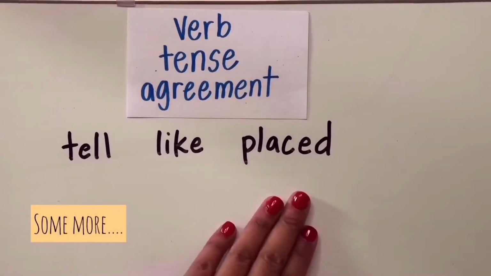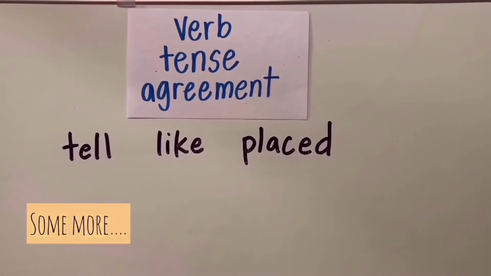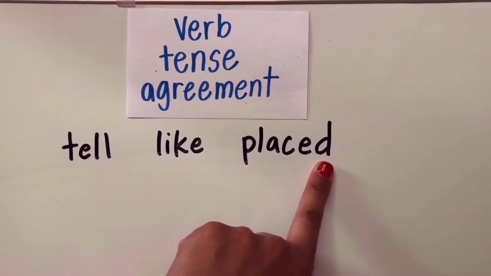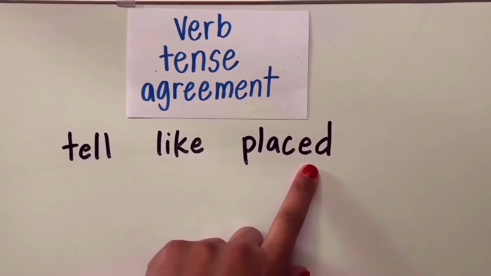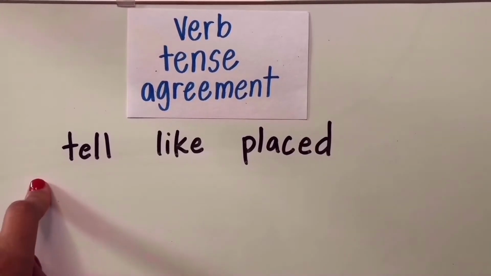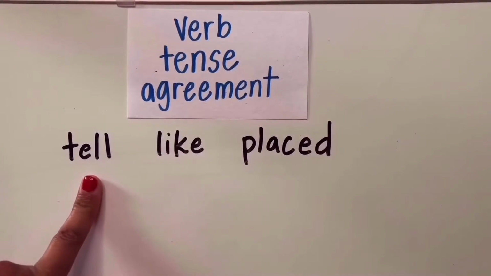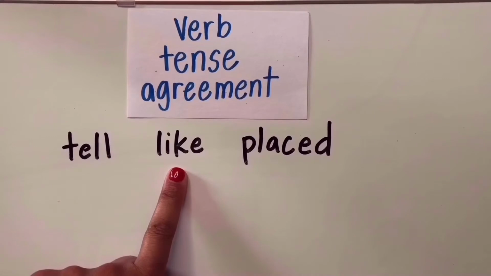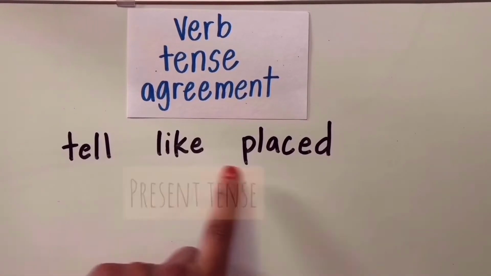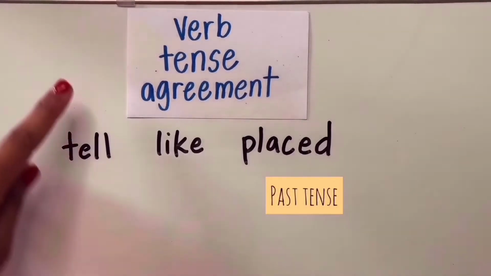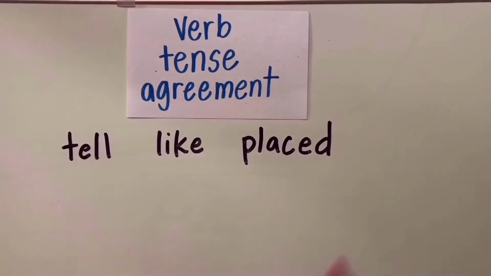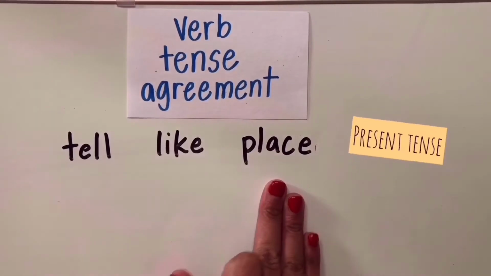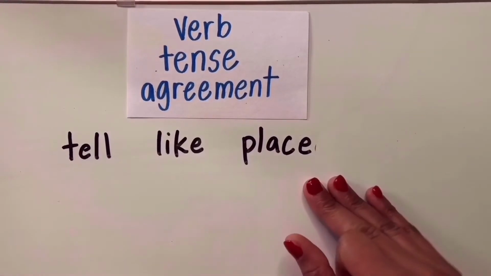These other three verbs, what tense do you think they are? Present or past? I can tell right away there's a verb that ends in -ed, which tells me it is the past, but these do not end in -ed. The past tense of tell would be told, so this is present. The past tense of like would be liked, so this word is present, and this is in the past. So if I want to make sure they're all agreeing, I have to make sure that placed is in the present as well, so that they're all in the same tense.